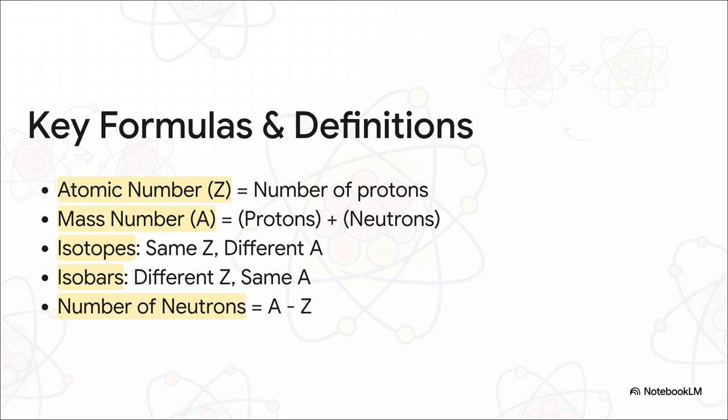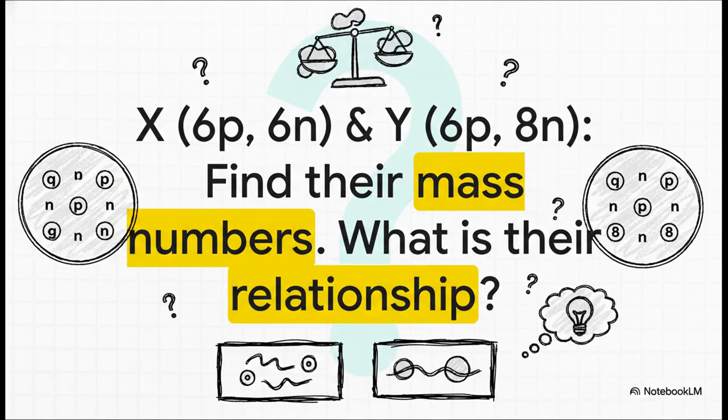Please make sure you revise these definitions very well. Let's finish with a little challenge to test what you've learned. Imagine we have two atoms, X and Y. Atom X has 6 protons and 6 neutrons. Atom Y has 6 protons and 8 neutrons. So the question is, what are their mass numbers? And what is the relationship between atom X and atom Y? Are they isotopes or are they isobars? Take a minute, think about it, apply what we've learned today, and write down your answer.